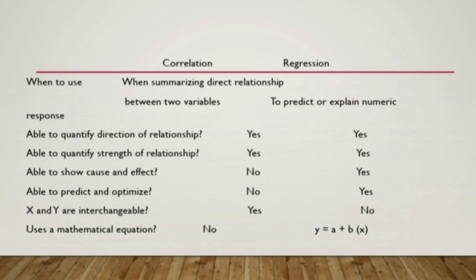are able to quantify the strength of the relationship. While correlation is not able to show cause and effect, in regression it is able to show cause and effect. In correlation it is not able to predict and optimize, but in regression it can predict and optimize. In correlation x and y can be interchangeable, but in regression they cannot be interchanged.